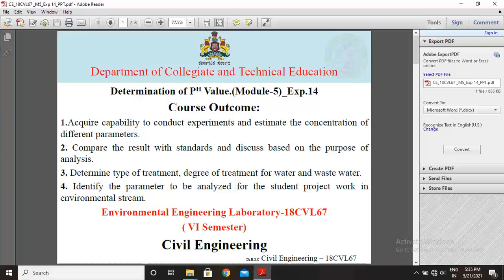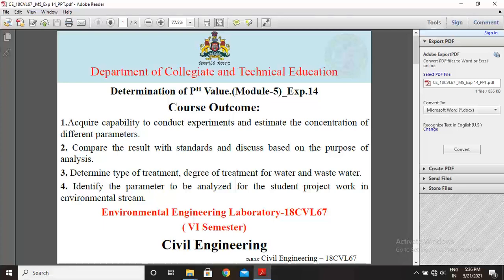One is to acquire capability to conduct experiments and estimate the concentration of different parameters. Second course outcome is to compare the result with standards and discuss based on the purpose of analysis. Third course outcome is to determine type of treatment and degree of treatment for water and wastewater. Fourth course outcome is to identify the parameters to be analyzed for the student project work in environmental stream. So these are the course outcomes that are prepared.